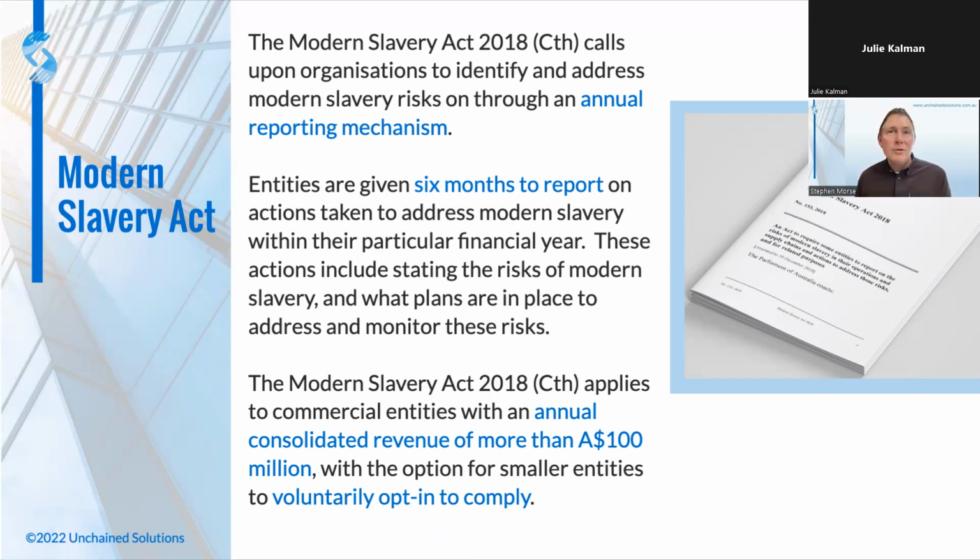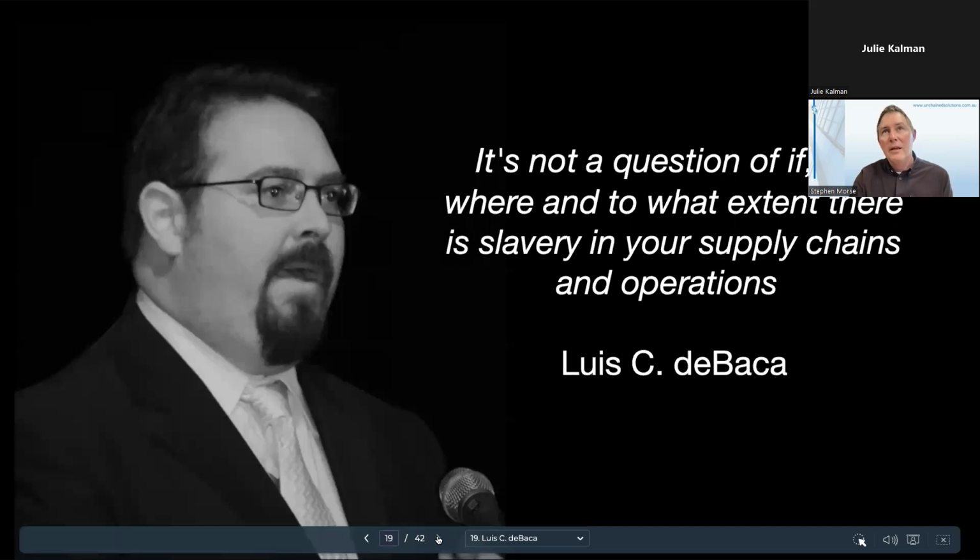Companies have six months to report on the financial year, and that financial year will vary from entity to entity. Most Australian entities will report from a reporting period of July 1 to June 30, which is the normal financial year. But many universities, for example, have a calendar financial year, so it'll be January to December. Other financial years are also in there, depending on whether an entity is part of a larger group that's based in the United Kingdom, the United States, Japan, or a country in Europe. The Modern Slavery Act applies to all commercial entities with an annual consolidated revenue of more than 100 million, with the option for smaller entities to voluntarily opt in to comply and be treated as a reporting entity.